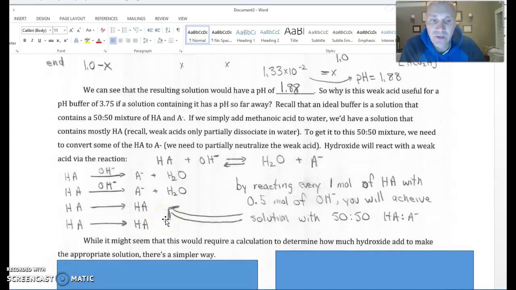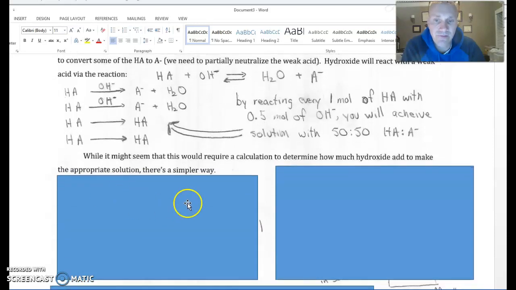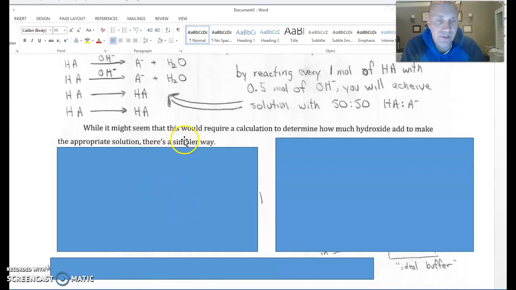So this is the overall strategy, and it might seem that if we wanted to do this, we would figure out the amount of HA in the solution and calculate the exact amount of OH minus that we need to add. That is one way that you could go about doing this, but there's a better way to do it. I say there's a simpler way, and here's what we're going to take advantage of.